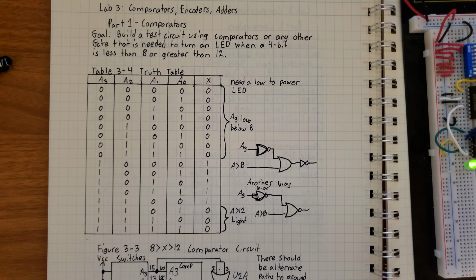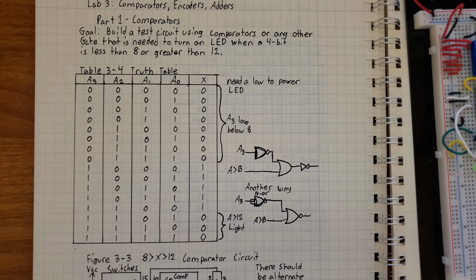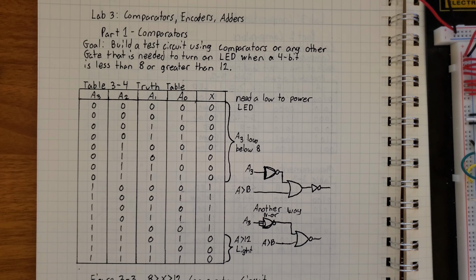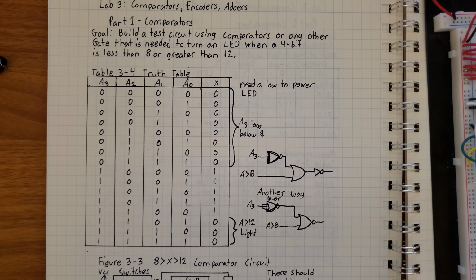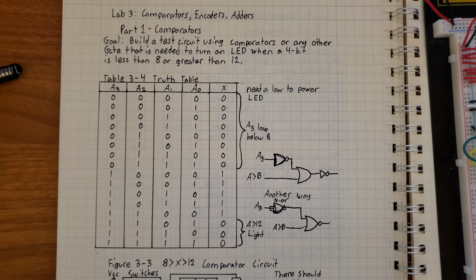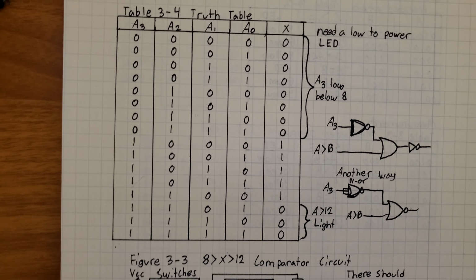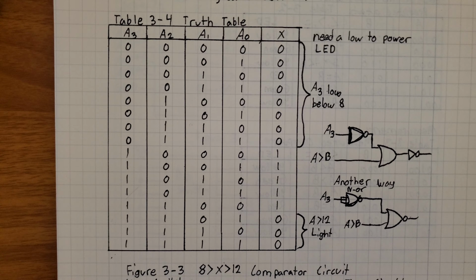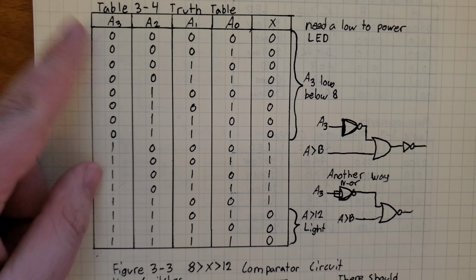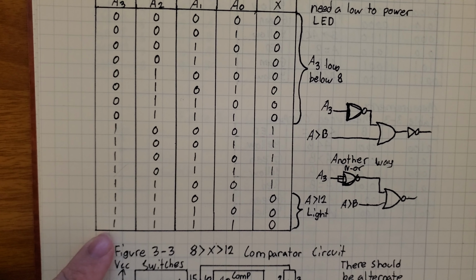Alright, so this is a demo of a comparator that will have an LED on when a binary input is less than 8 or greater than 12. So here we have our truth table. This is essentially just counting in binary from 0 to 15.